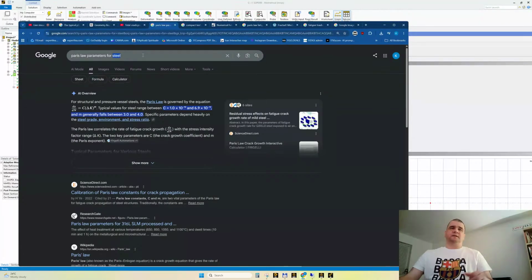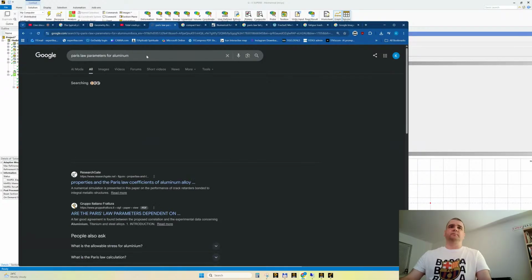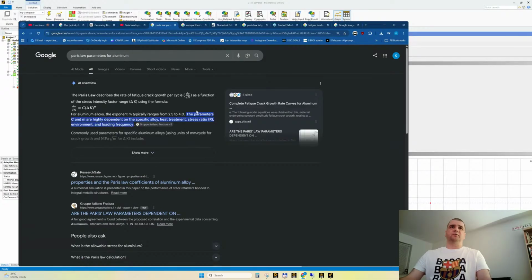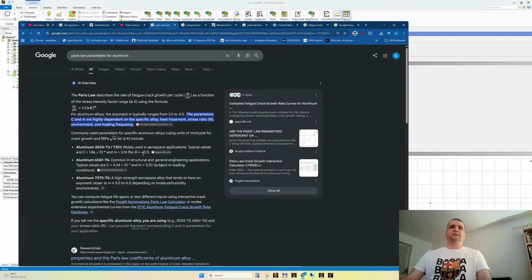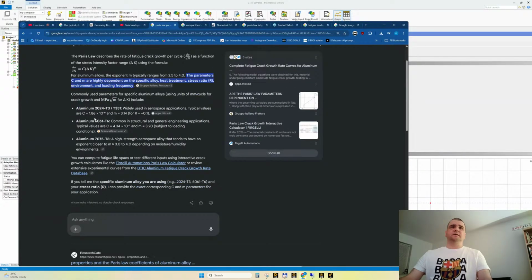You have now seen an example for steel, and another example for aluminum. Look for aluminum. This is the M. Let's see the C. The C is much higher. Yeah, E minus 9, much higher than what we had for steel. For steel, we had minus 13, minus 12.